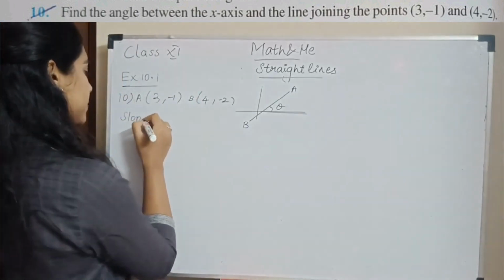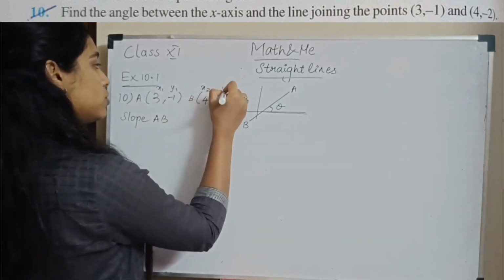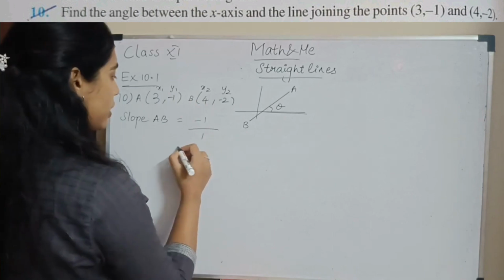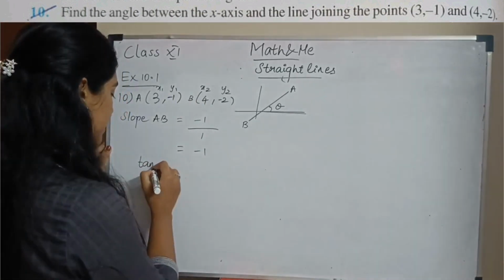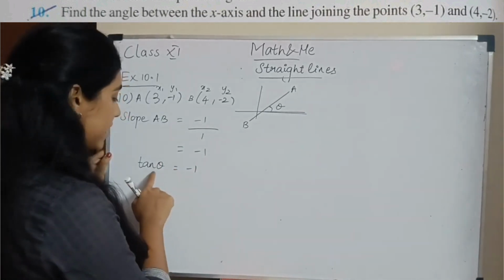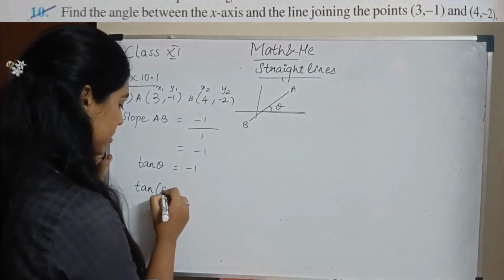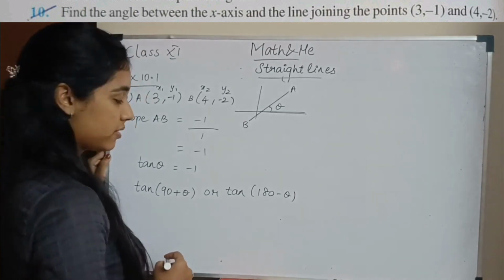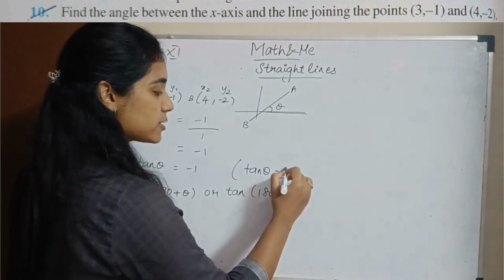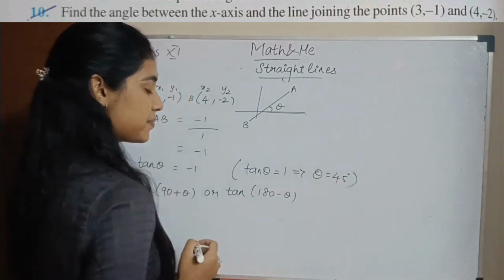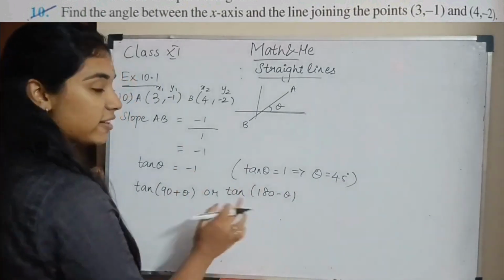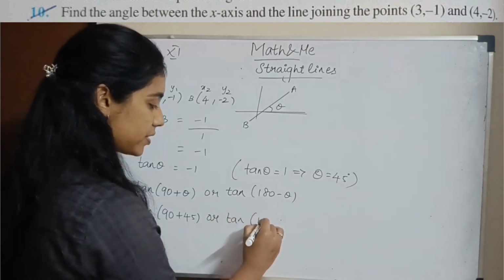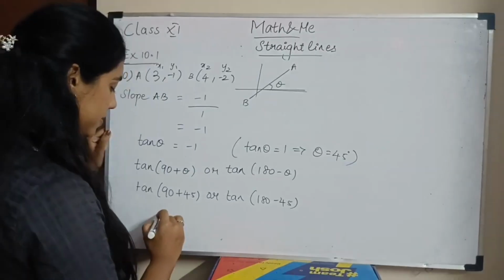So first you find slope AB, x1, y1, x2, y2. So y2 minus y1, minus 2 plus 1 is minus 1 divided by x2 minus x1, which is 1. So the slope is minus 1. What do you know? This is the tan theta. So what is theta? Tan theta is negative if it is either tan of 90 plus theta or tan of 180 minus theta, right? So what is the value? Tan theta equals 1, then theta equals 45 degrees. But since this is negative, substitute the value of theta into either of these equations. So you have tan of 90 plus 45, or you have tan of 180 minus 45. So what do you have? It's tan 135.